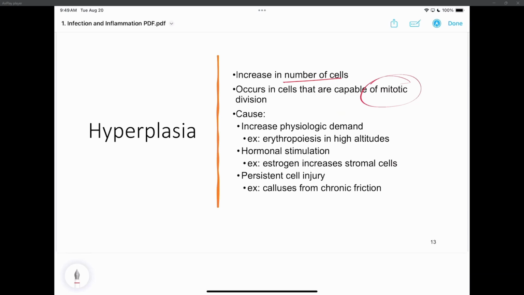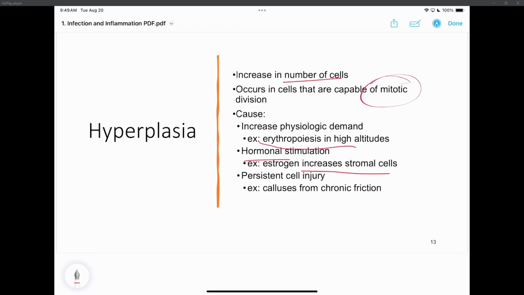So again, what can cause this? Increased physiologic demand, so erythropoiesis in high altitudes. Okay, that goes up. Hormone stimulation. Okay, estrogen increases the stromal cells. That's during... what's it called? Egg maturation.